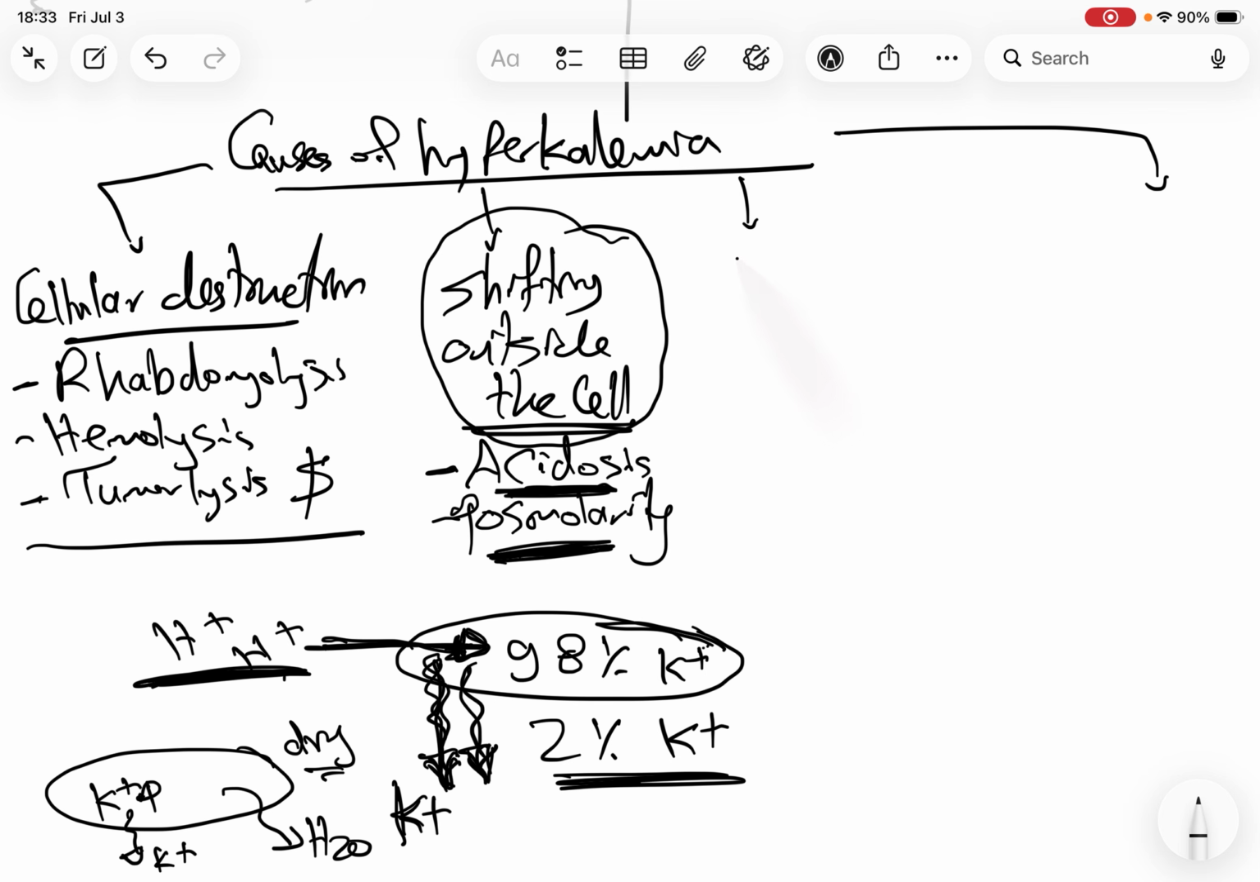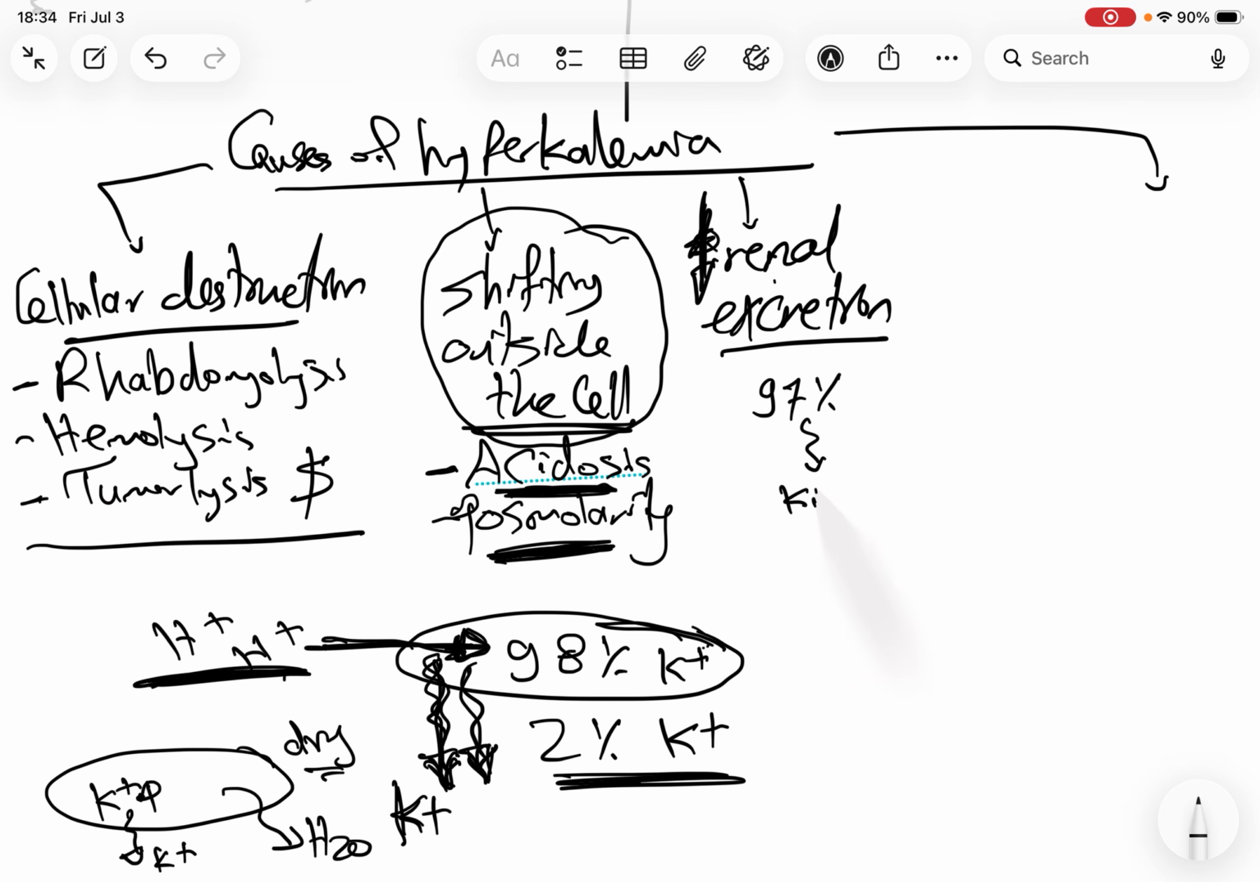And the third cause is decreased renal excretion. What does this mean? Most of the potassium, 97% of the potassium, will get out through the kidney. So if you have any kidney injury, this will disrupt potassium excretion, and your potassium will increase in the blood.